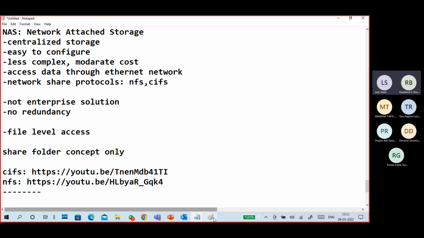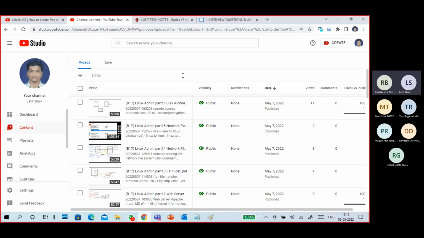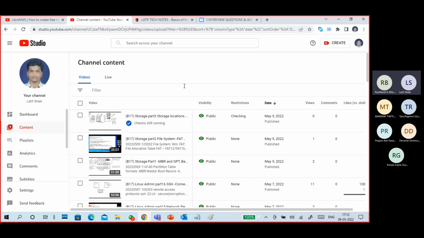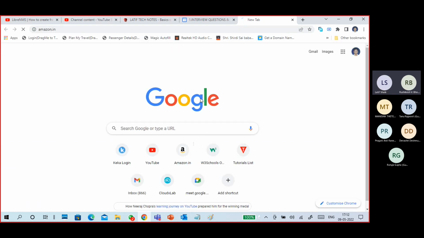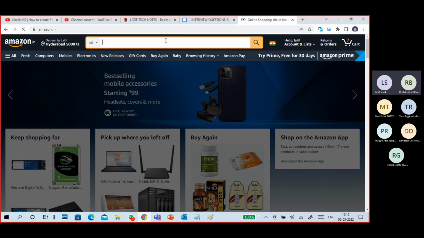Guys, understand this diagram, where the storage is located and from where you are accessing. If in case you want your own storage, sir, I want to build my own NAS storage. Okay, you want to build your own NAS storage.